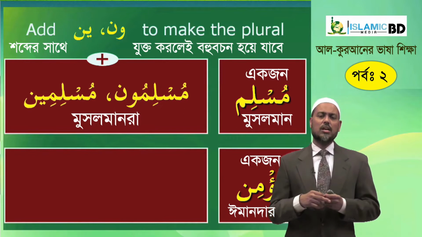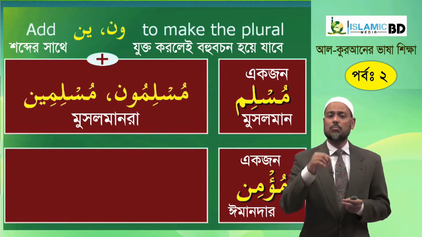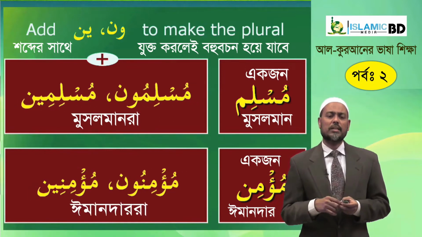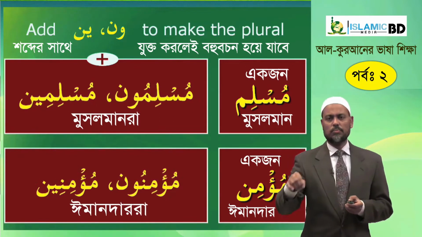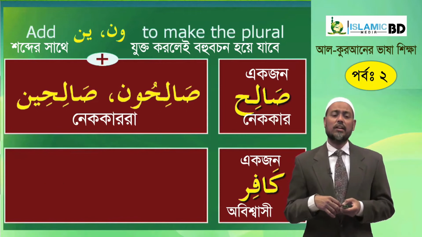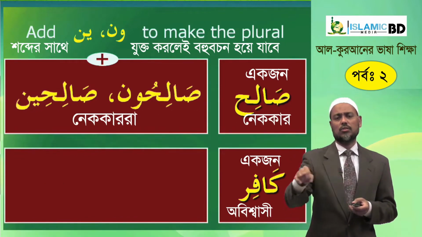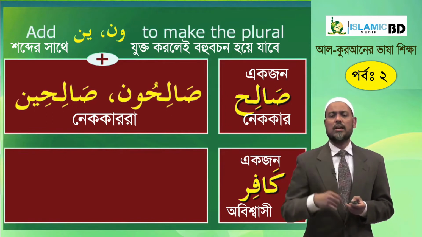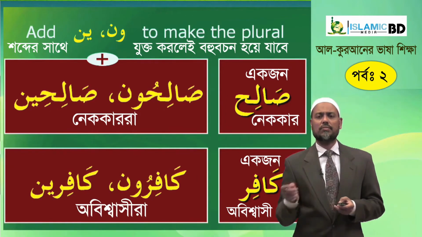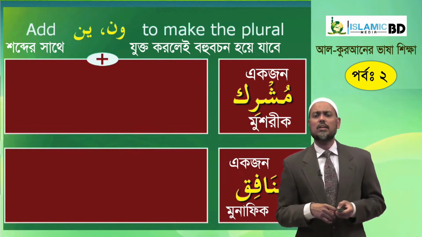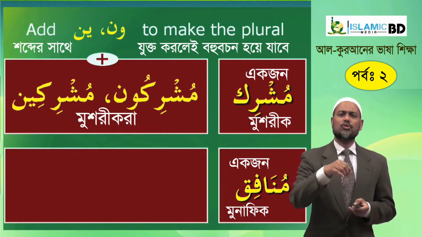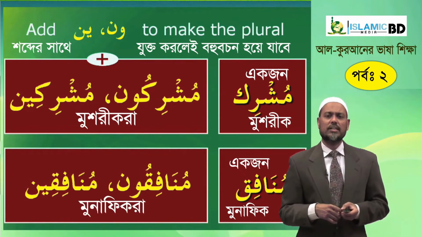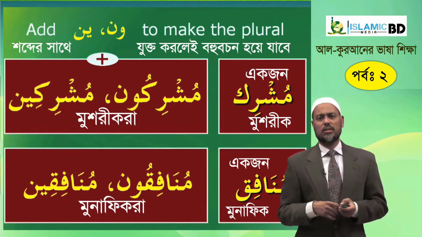So let us practice. The plural of Muslim is Muslimun, Muslimin. Therefore the plural of Mu'min is Mu'minun, Mu'minin. Plural of Salih is Salihun or Salihin. Plural of Kafir is Kafirun, Kafirin. Plural of Mushrik is Mushrikun, Mushrikeen. Plural of Munafiq is Munafiqun, Munafiqeen.